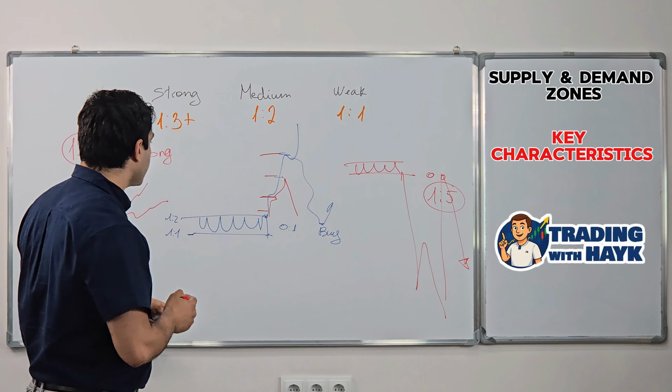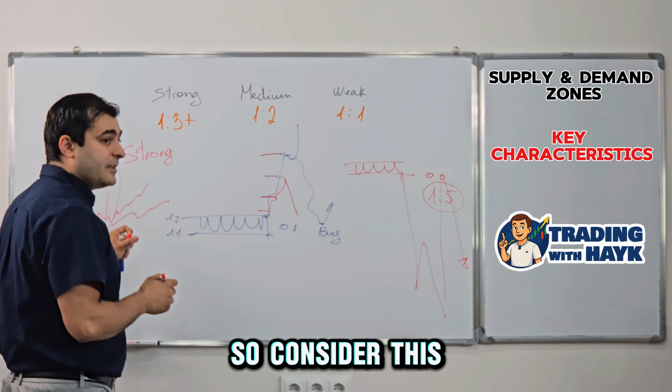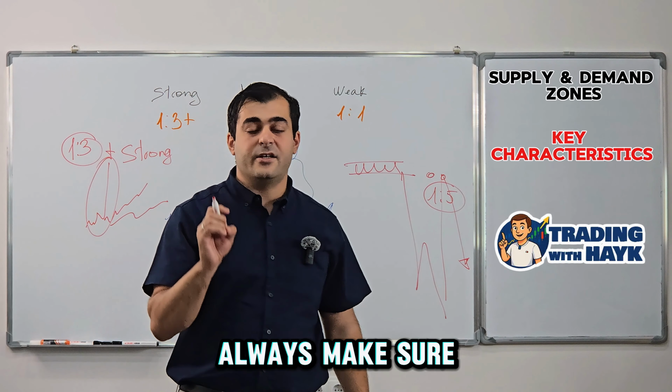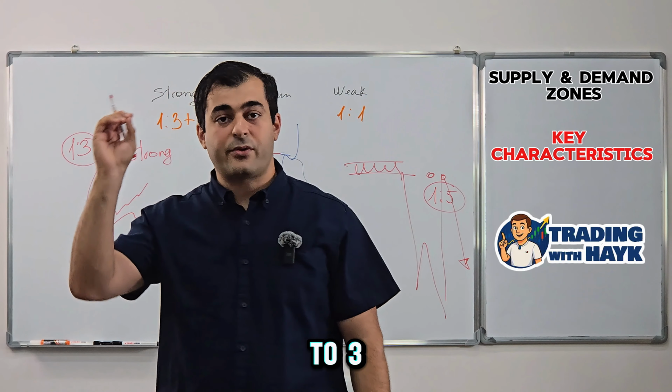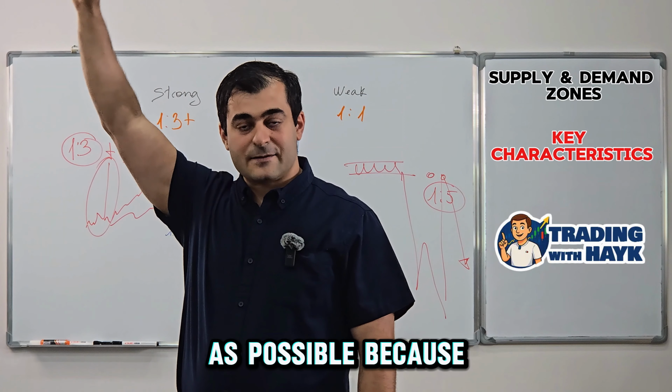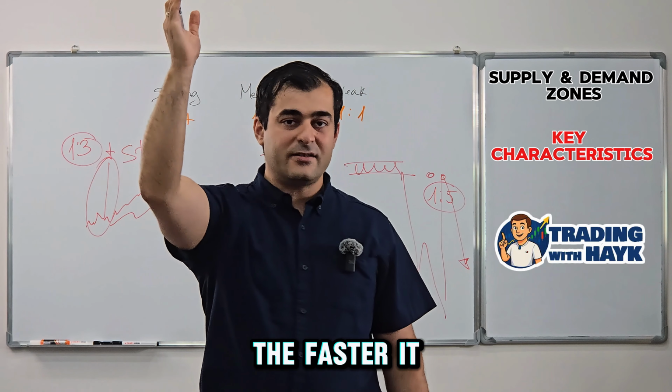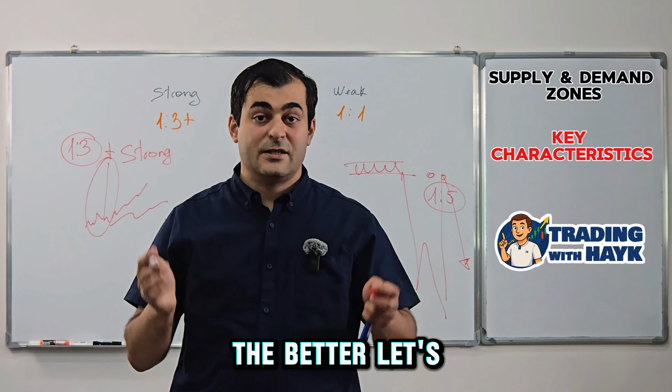Okay? So consider this always. Make sure that the risk ratio is 1-to-3, is as strong as possible, because the faster it moves, the better. Let's move to the next one.